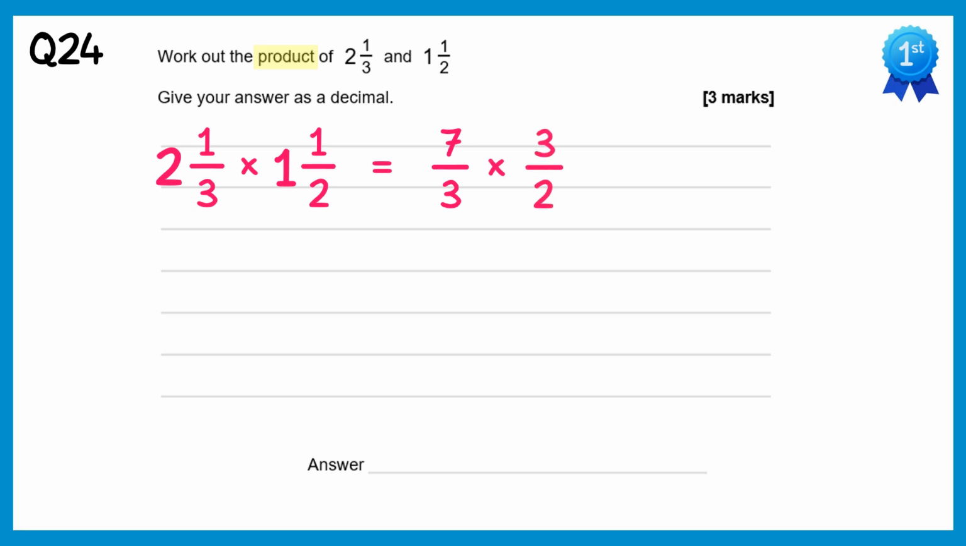Now we can just times the numerators, 7 times 3, that's 21, and times denominators, 3 times 2 is 6. You can divide both of these by 3 to simplify, so 21 divided by 3 is 7, and 6 divided by 3 is 2. The question said give your answer as a decimal, so this is 7 over 2, or 7 divided by 2, and half of 7 is 3.5.